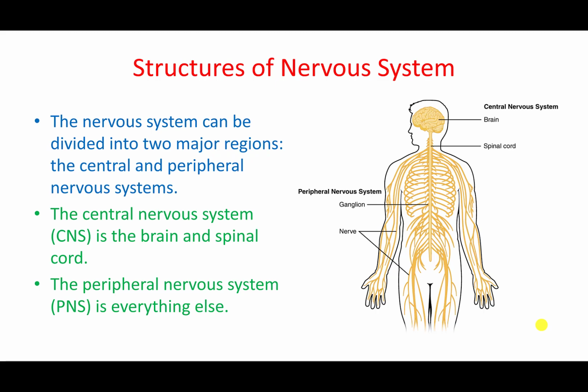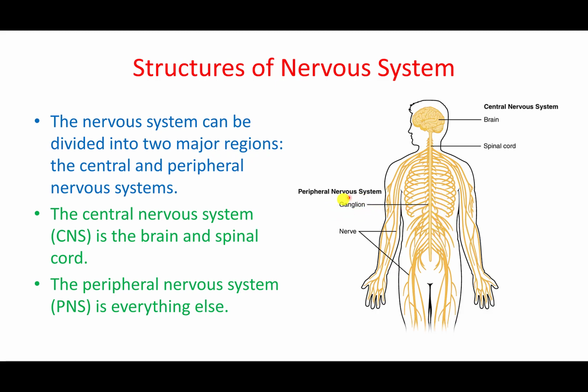The first way is looking at the regions. So we have two major regions of the nervous system: the central nervous system, which is the brain and the spinal cord, and there is the peripheral nervous system, which we can say it's everything else. So we have the brain and the spinal cord. These are the central nervous system, whereas the peripheral nervous system is all of these nerves and the ganglion.